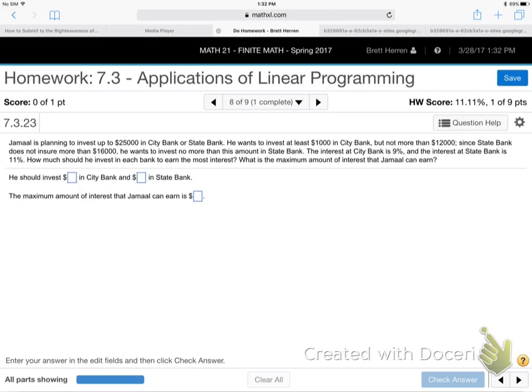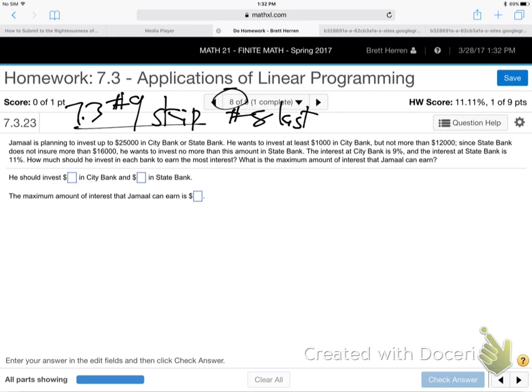Here we are with the big bad number 8, which is the last one you have to do, right? Number 9, you don't have to do. So I'll write it on the board here: 7.3, number 9, skip. So this is number 8. Number 8, last one, do.